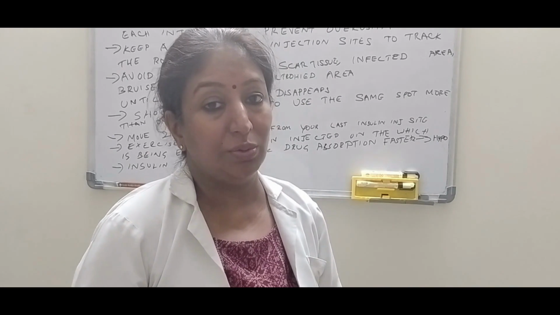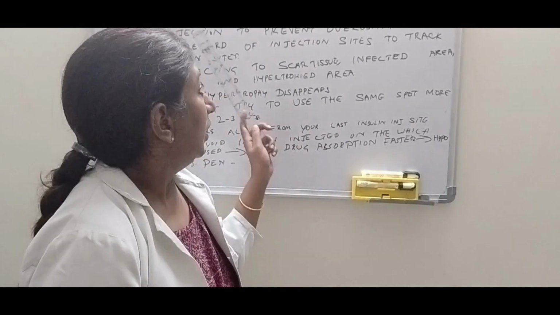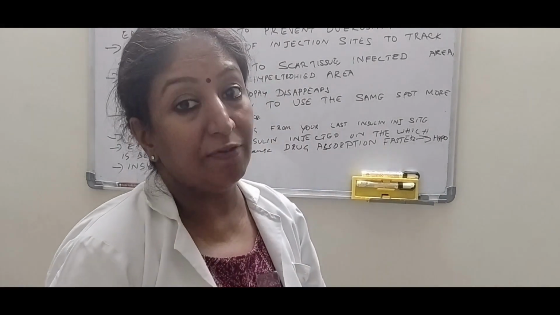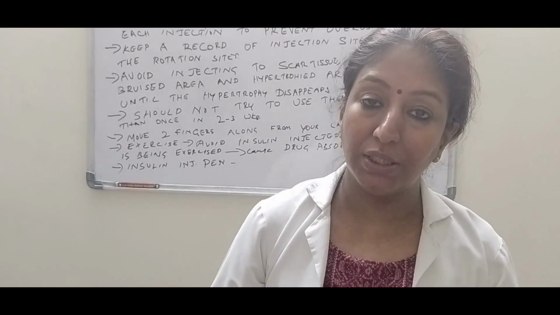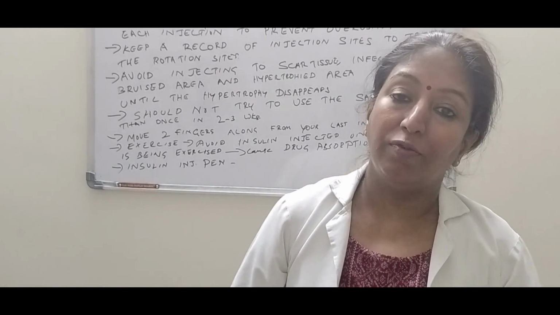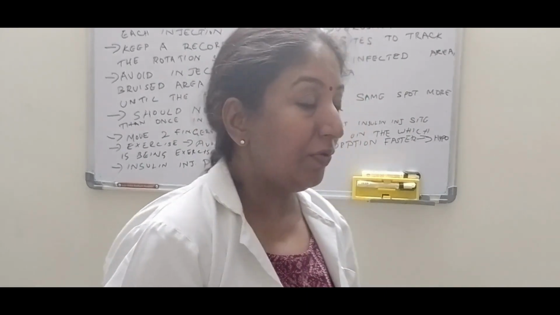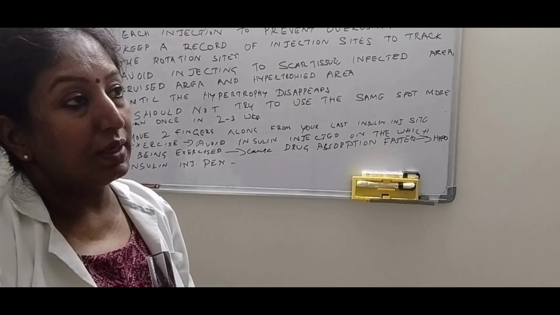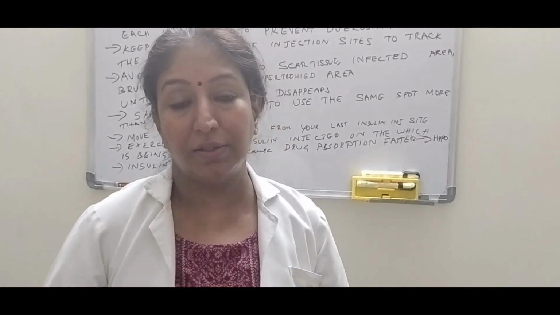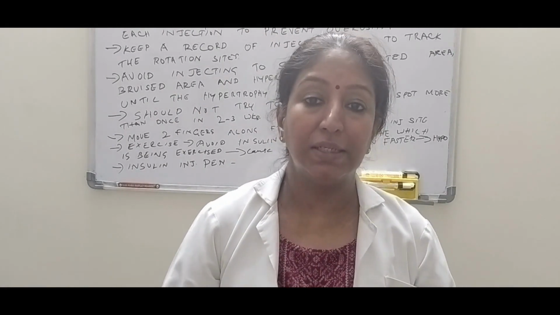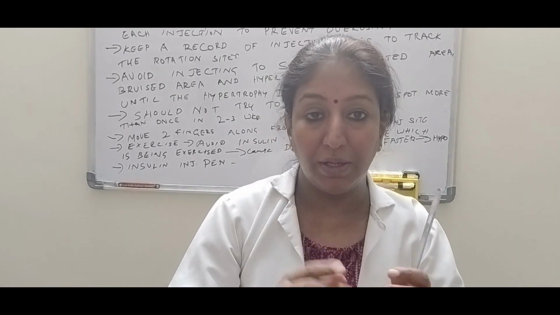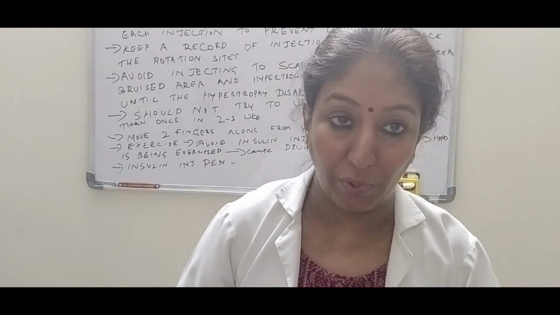So what all things can we do in order to rotate the injection site? First thing is choosing a different spot each time, a different site for each injection among these anatomical areas. What we can do is move 2 fingers along from the last injected site. So if you are injecting in the abdomen, move 2 fingers along from the last injected site so that there is a gap. We are not injecting in the same point.